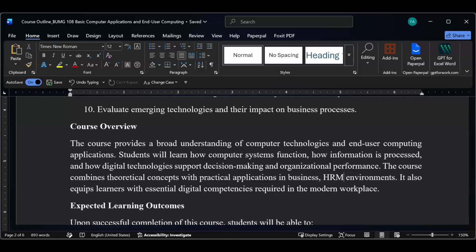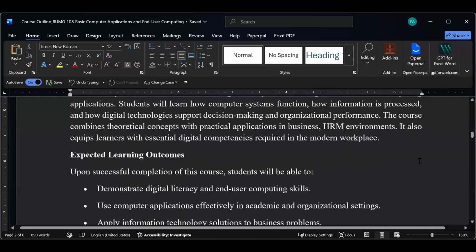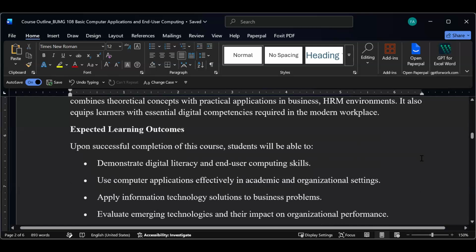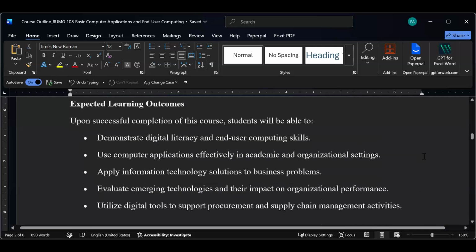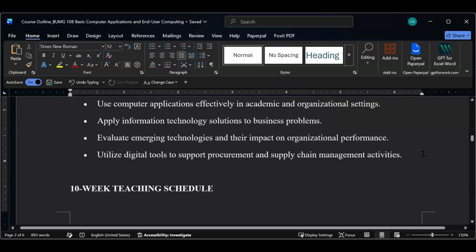So we're going to do this within the human resource management environment and equip you with essential digital competencies that are required in the modern workplace. We expect you to be able to demonstrate digital literacy, use computers effectively, computer applications effectively in your organization and also in academic settings. So you have to show that right away.